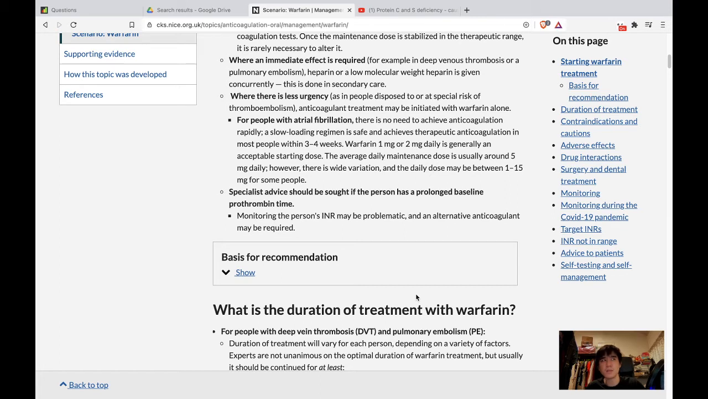Long prothrombin time means you have a clotting problem, right?